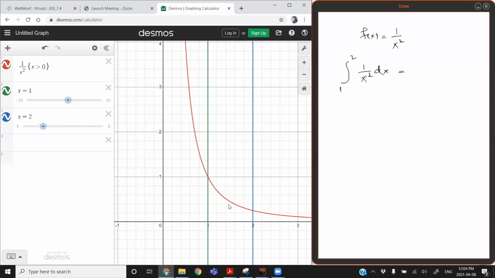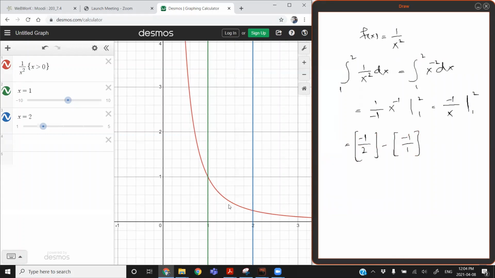Then you just need an antiderivative of that. This is the integral from 1 to 2 of x to the minus 2 dx. And the antiderivative of this is going to be 1 over minus 1, x to the minus 1, from 1 to 2. If I simplify that, I get negative 1 over x from 1 to 2. I need to plug in 2 first. I get negative 1 over 2, minus, then I plug in 1, I get negative 1 over 1. So that's going to be negative 1 over 2 plus 1. That's 1 over 2, and that's it. I found the answer. And that would be a definite integral.